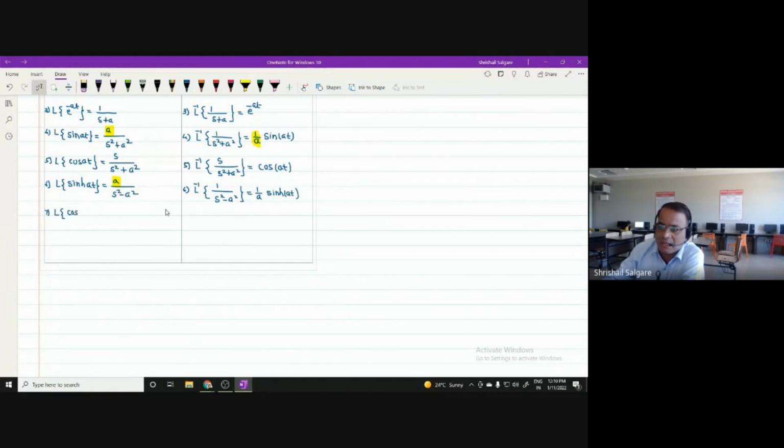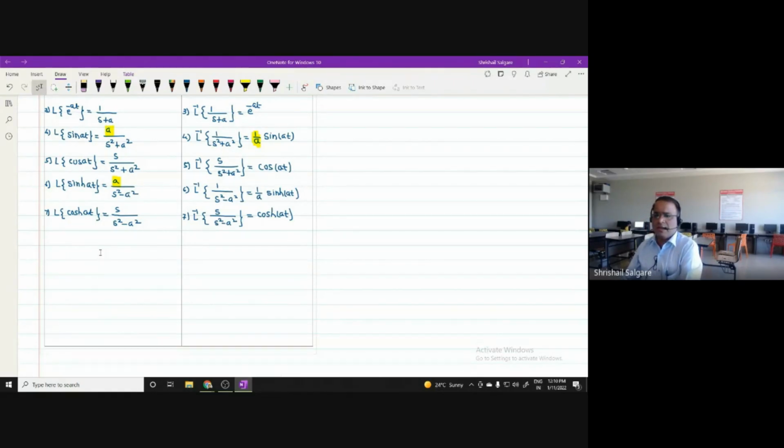Now the same result you can consider for the hyperbolic cos. Laplace transform of hyperbolic cos at is given as s upon s square minus a square. That is why here also in L inverse we can't take s outside. So s upon s square minus a square is nothing but hyperbolic cos of at. Up to this, I think any problem? We are just revising, from the Laplace transform we are taking the inverse.